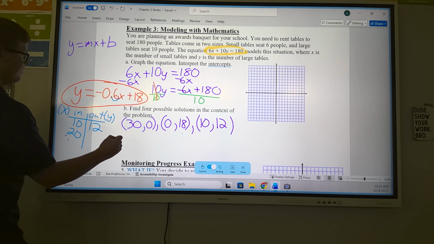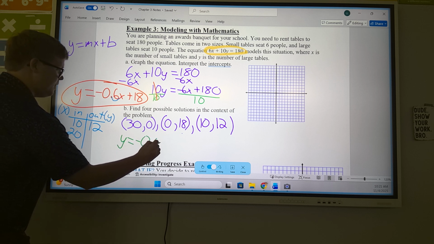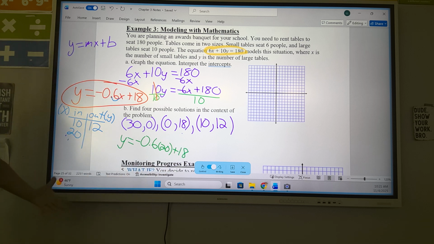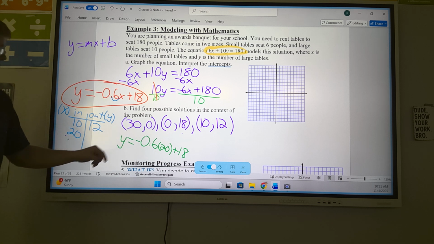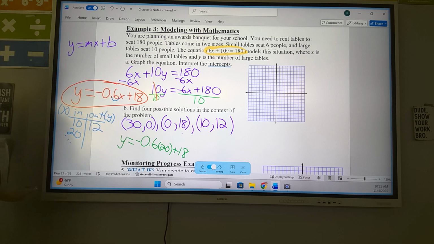So if we have y equals negative 0.6 times 20 plus 18, just like we've been doing, we are plugging 20 in for x. We can put it into our calculator, and we can find that negative 0.6 times 20 is negative 12. What is negative 12 plus 18? Negative 12 plus 18 is going to be 6. So we have two different solutions here, right?